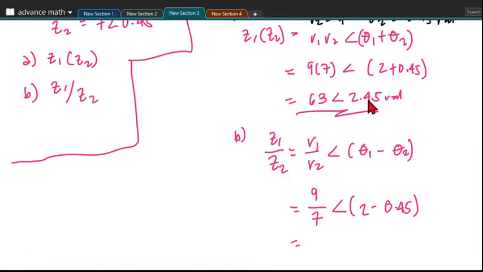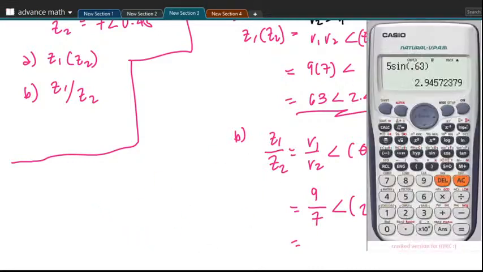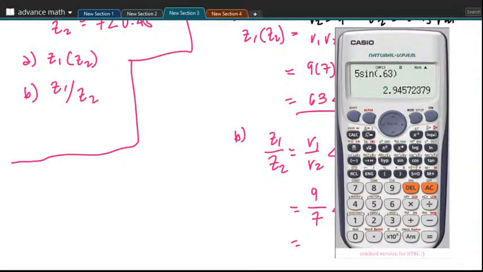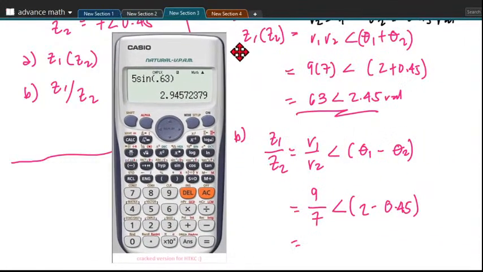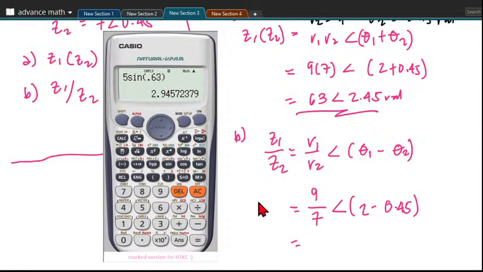Sorry for the blackout of the calculator. I forgot to turn off the screen for the calculator. Maybe I shall move this screen over here. Let's just move the calculator over here.